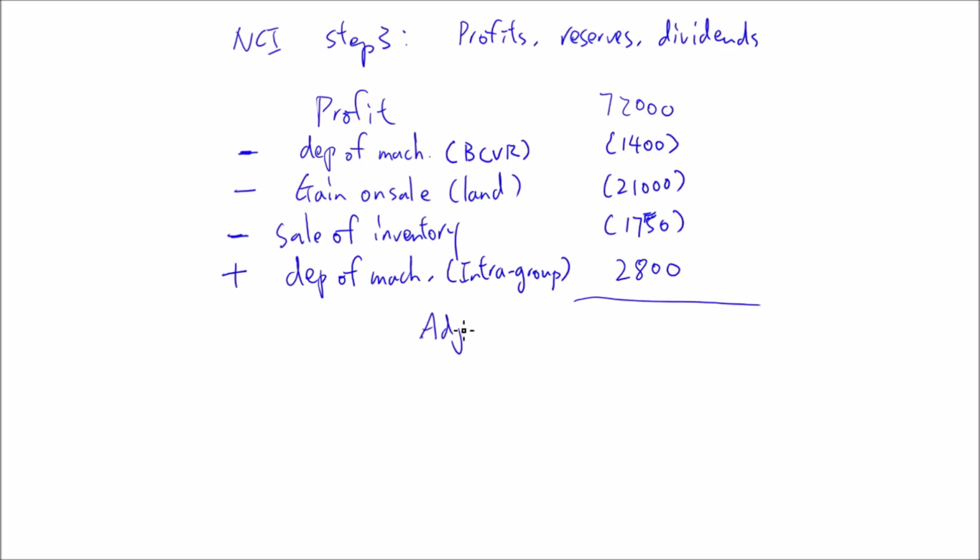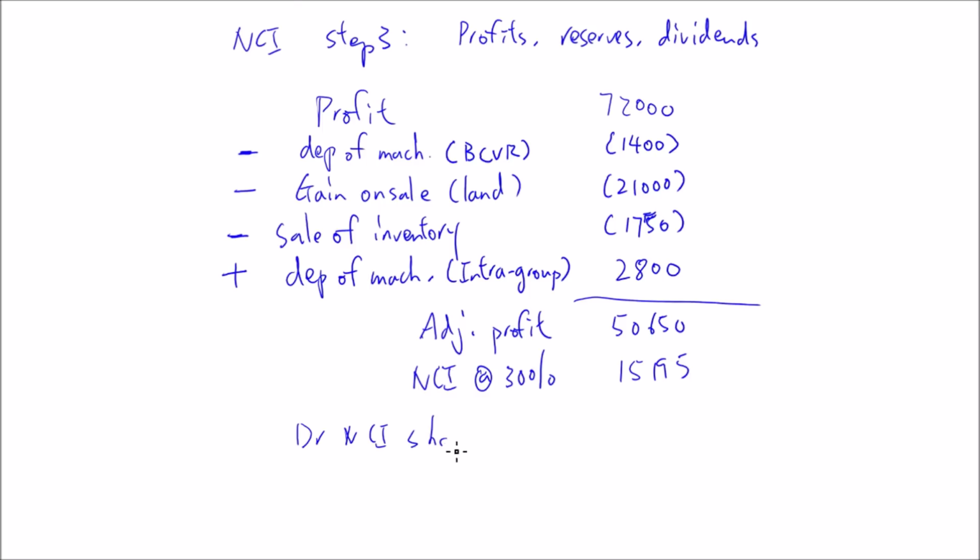So the amount of adjusted profit equals 50,650. Once again, NCI will get 30% of that, and the amount is 15,195. So that's the amount that we want to include in our journal. So with the journal entry, we want to debit NCI share of profit and then credit NCI. So that will be the first part.